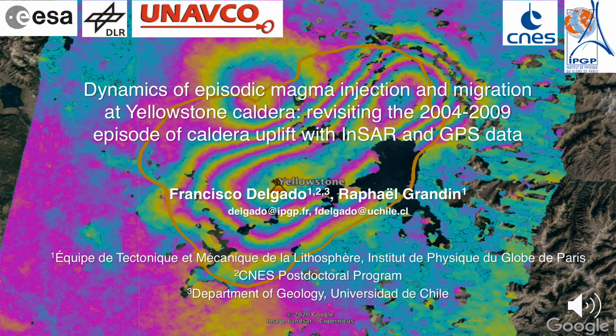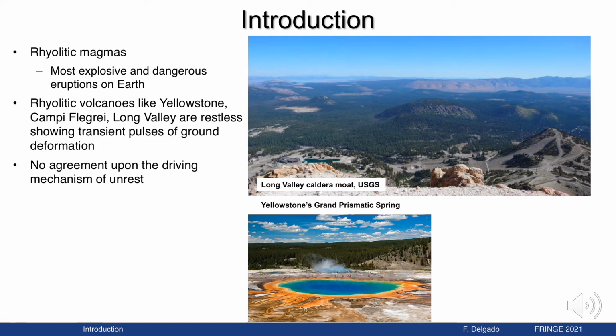Good afternoon. In this poster, I will talk about dynamics of episodic magma injection and migration at Yellowstone caldera constrained with InSAR and GPS data. As some of you know, rhyolitic magmas are responsible for the largest and most explosive eruptions on Earth, which result in the formation of large collapsed calderas like Long Valley and Yellowstone.